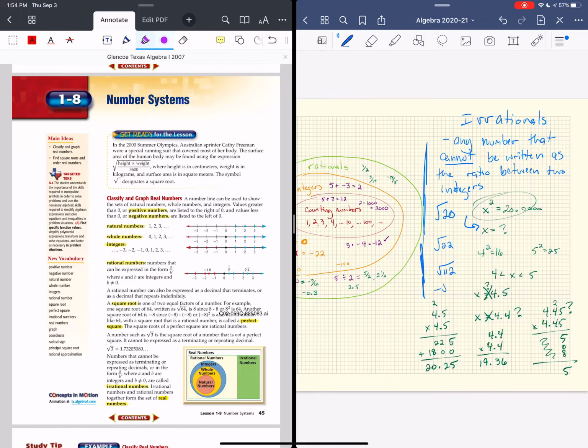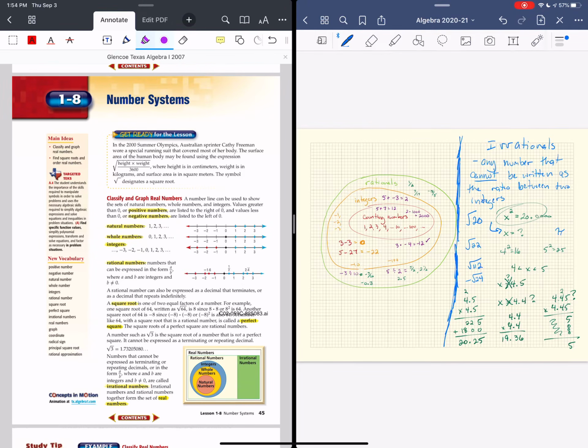The negative square root of 24 would work here. Anything that's basically not a perfect square. And of course, you may be aware there are other kinds of irrational numbers, like pi is an example of an irrational number. 3.141592653589793238462 and so on and so on. It's going to go on forever and it's never going to repeat.